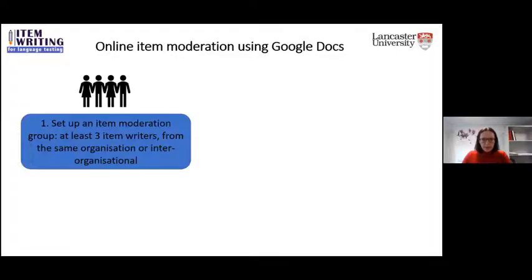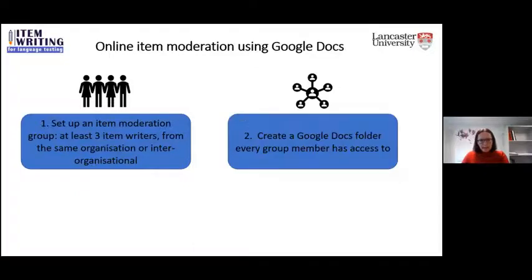As the first step, item writers will set up an item moderation group. This group should consist of at least three people. They can be from the same organization, or if there aren't three people who write items for one organization, they can pair up with some other organization. Why are three people needed? It's because each item has to be moderated by at least two people who have not written this item. At the next step, they will create a folder, a Google Docs folder, OneDrive folder, whatever, which each group member has access to.